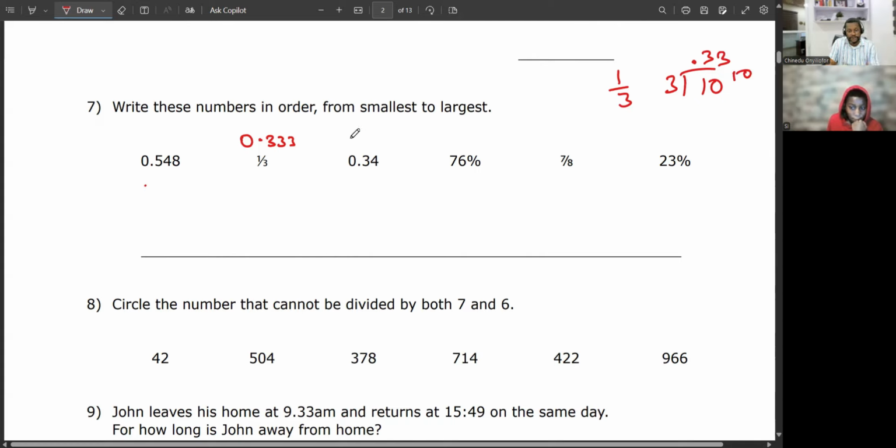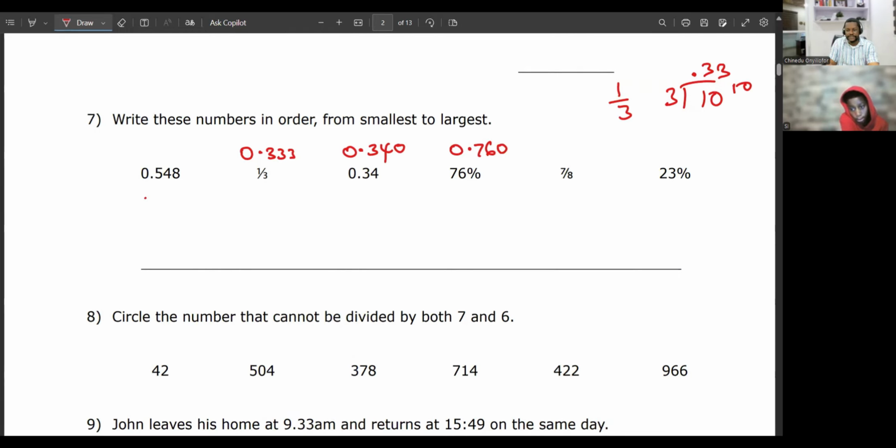And this is already in decimal also, 0.34. Now, because I see that this number has 3 decimals, I'm going to make each of them 3 decimals. Put a 0 here. Next, this is 76%. What is 76% in decimal? 0.76, but in this case, because we're handling 3-digit numbers, it'll be 0.760. Good.